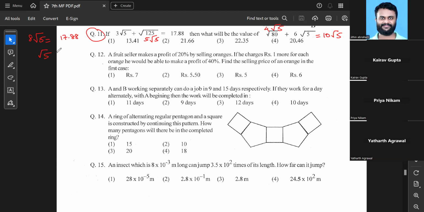So that gives me root 5 is equal to 17.88 divided by 8. So that means the 10 root 5 can be written as 10 multiplied by 17.88 divided by, sorry, not root 5, divided by 8. And I think you can get the answer. 22.35. Option 3. Correct.